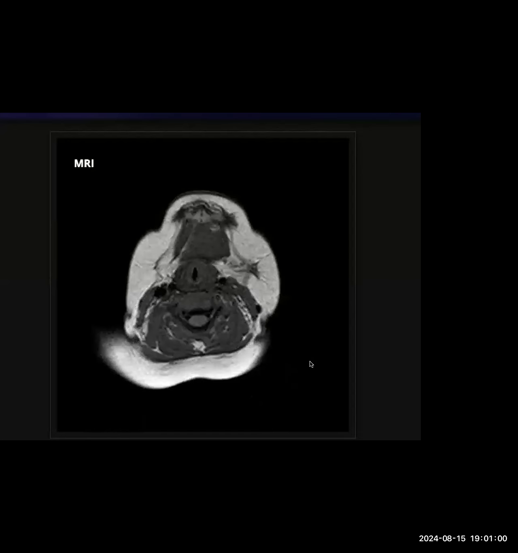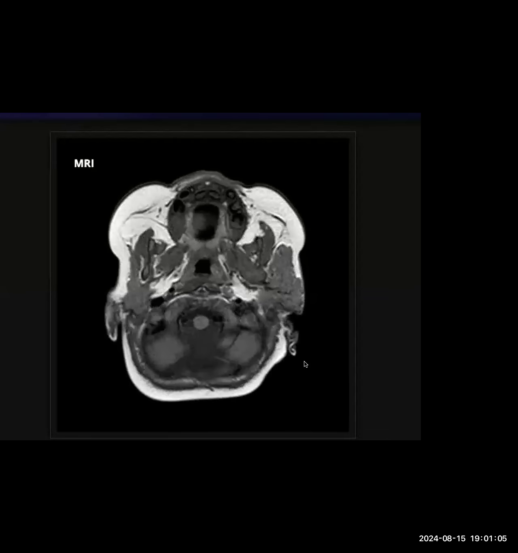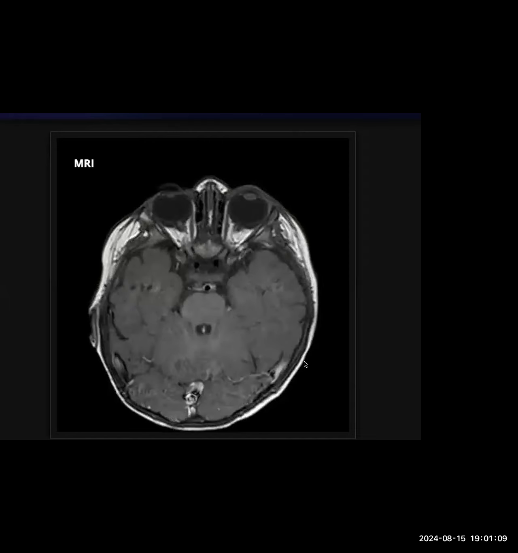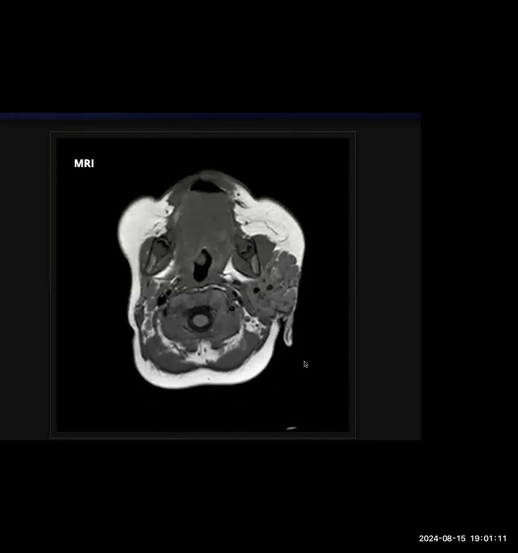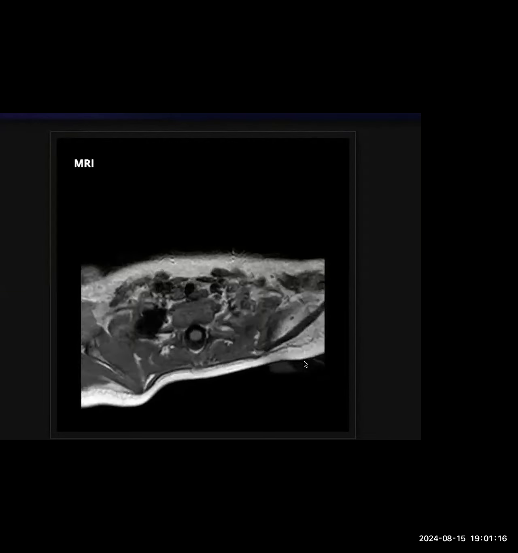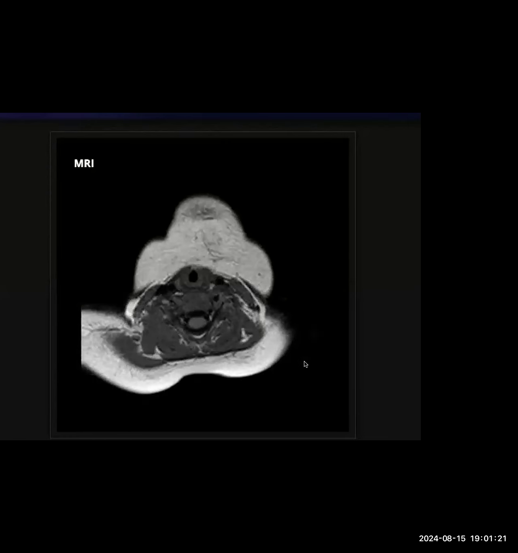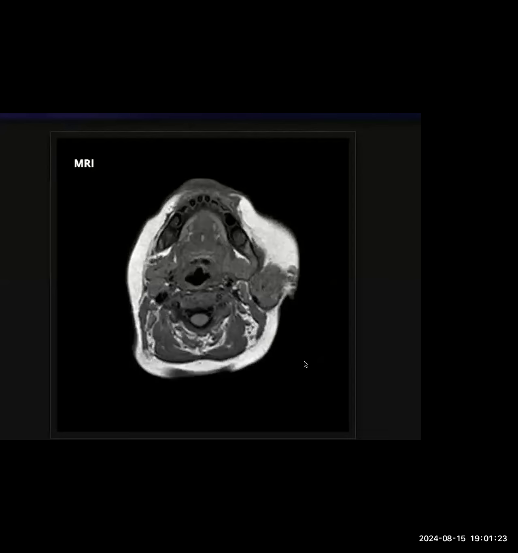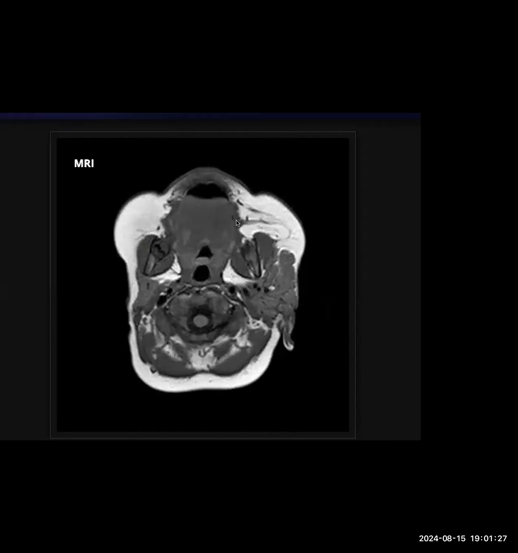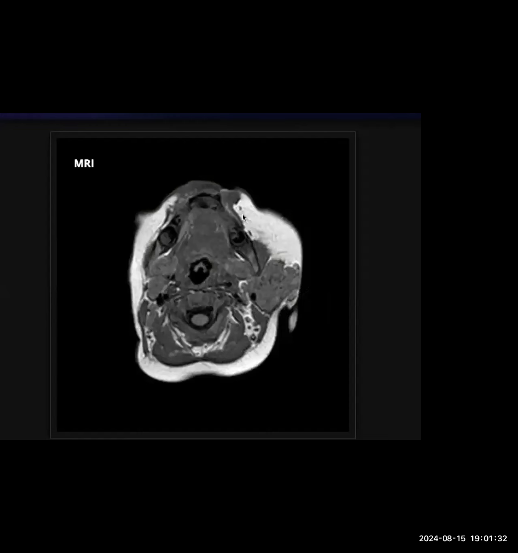I would make it easier for you. The swelling is on the left side of the face. You don't have to go down. Yeah, so I see that there is a lesion along the anterior aspect of the mandible. That is normal.